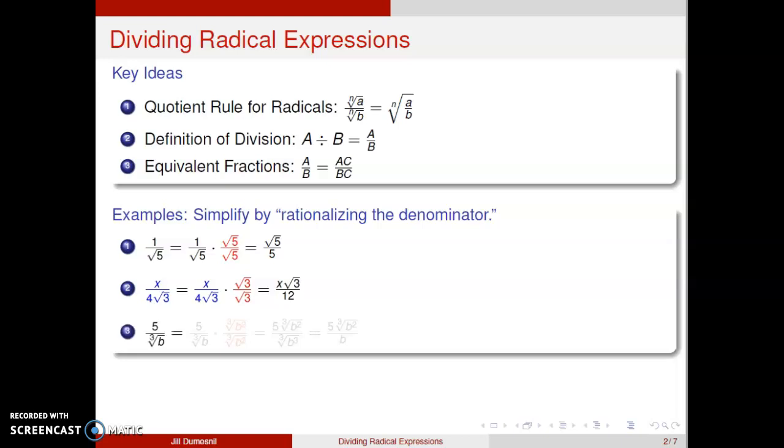In the third example, we need to multiply the denominator by something that produces the cube root of b cubed to eliminate the radical. We multiply the fraction by the cube root of b squared over the cube root of b squared. This produces the cube root of b cubed in the denominator, which simplifies to the b in the denominator.